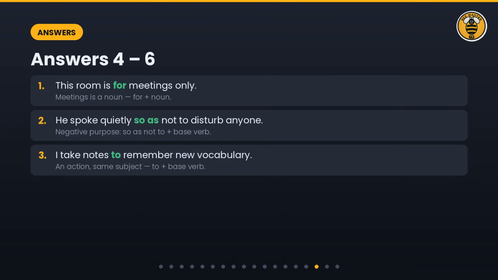And the last 3. Number 4. This room is for meetings only. Meetings is a noun, so we use for. Number 5. He spoke quietly so as not to disturb anyone. This is negative purpose, so the answer is so as, and remember, not comes before to. And number 6. I take notes to remember new vocabulary. An action with the same subject, so it is to plus the base verb. How many did you get right? Tell me in the comments.